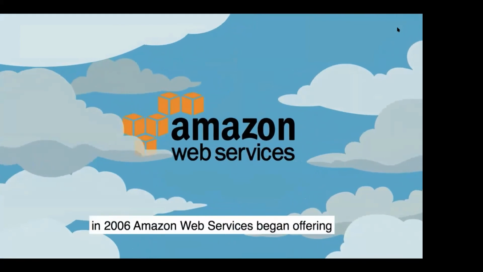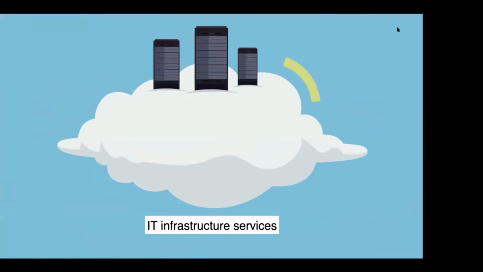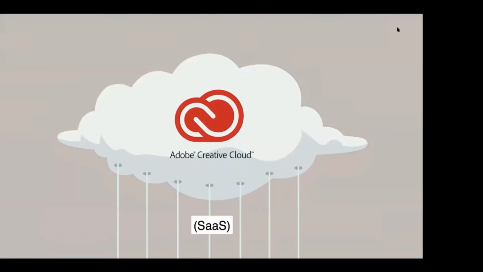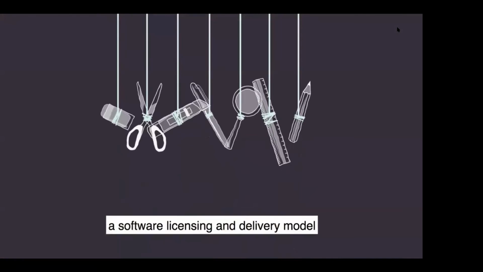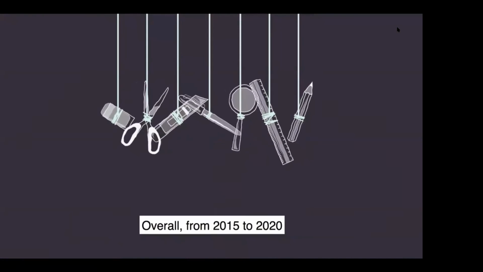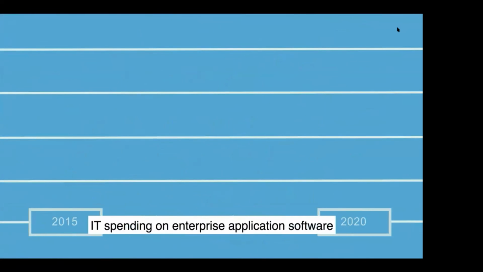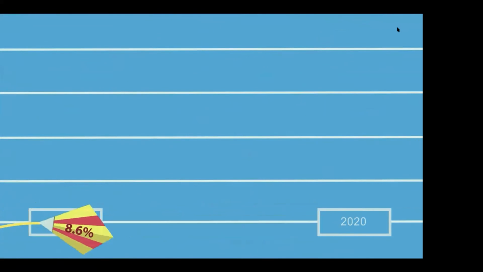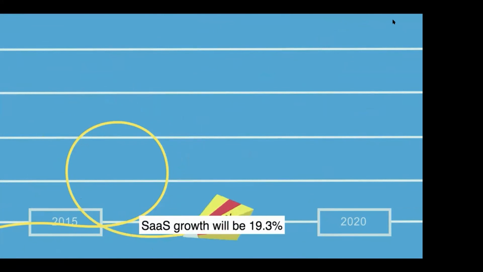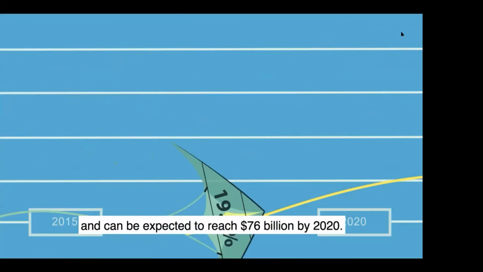In 2006, Amazon Web Services began offering IT infrastructure services. Increasingly, vendors are now moving to software as a service, SaaS, a software licensing and delivering model in which software is licensed on a subscription basis and is centrally hosted. Overall, from 2015 to 2020, IT spending on enterprise application software will grow at an 8.6% rate. SaaS growth will be 19.3% and can be expected to reach $76 billion by 2020.